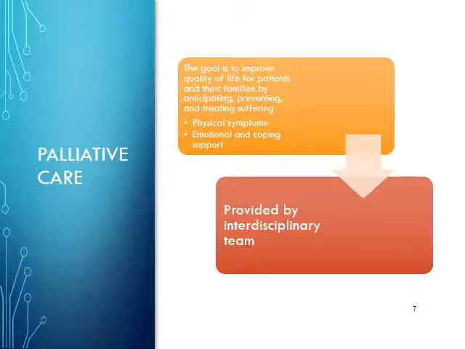So palliative care, what is palliative care? Well, the word palliate comes from pallium, the Latin word for cloak. And to palliate is to cloak or cover up the symptoms of an illness without curing it. So the goal is to improve the quality of life for patients and their families by anticipating, preventing, and treating suffering. So they treat their physical symptoms, and provide emotional and physical support.